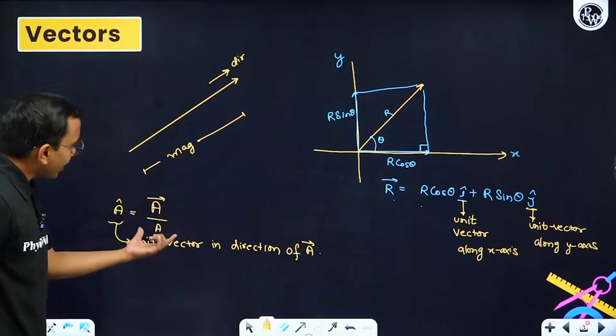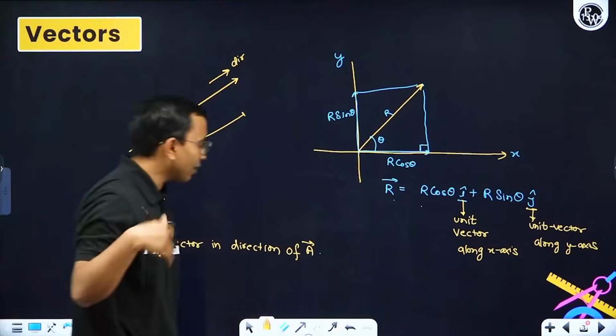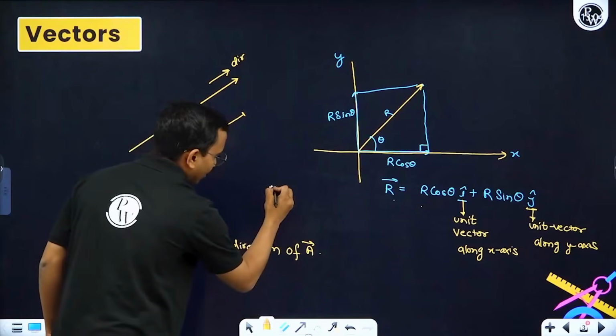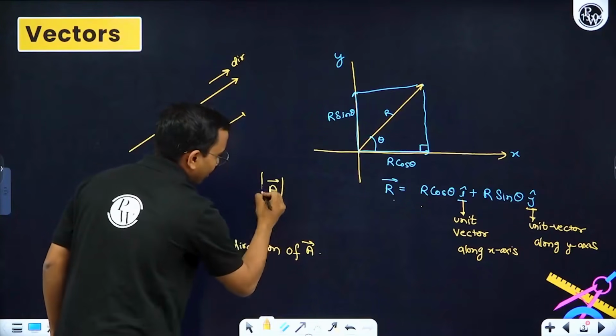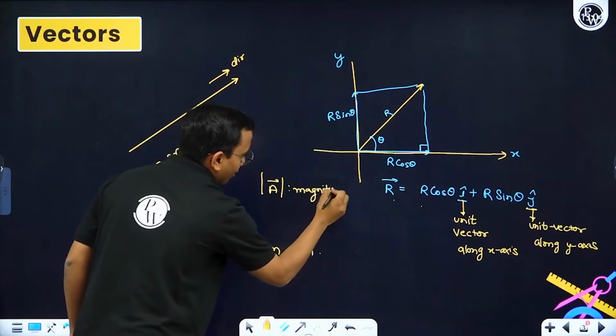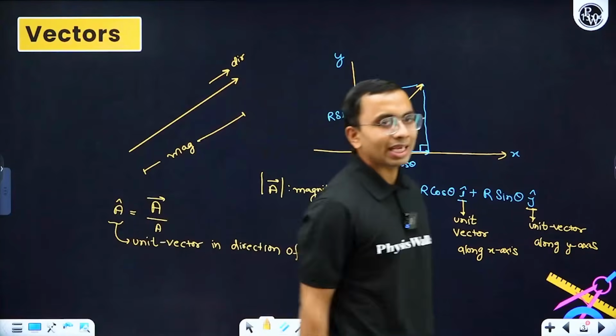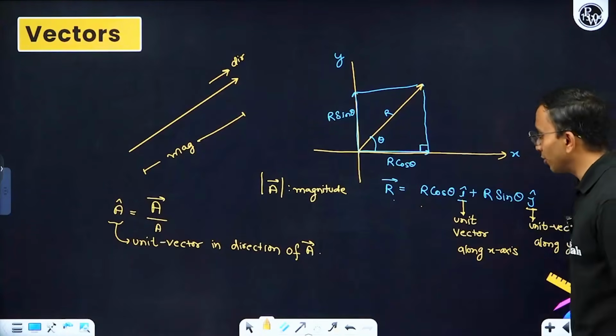When we write magnitude, like here I just wrote A, sometimes we write it like this, with bars. This becomes my magnitude. I may write it like this or just A. That represents the magnitude of that particular vector.